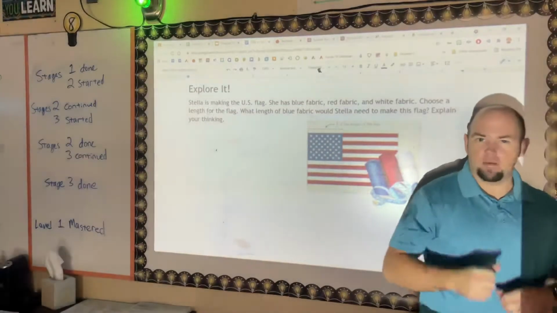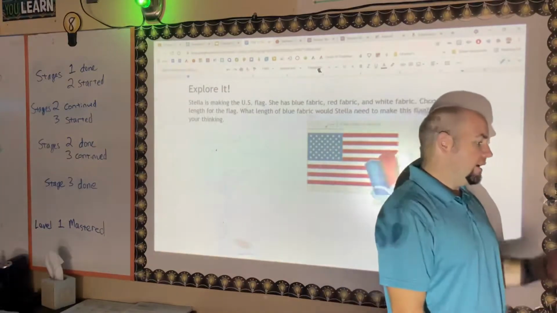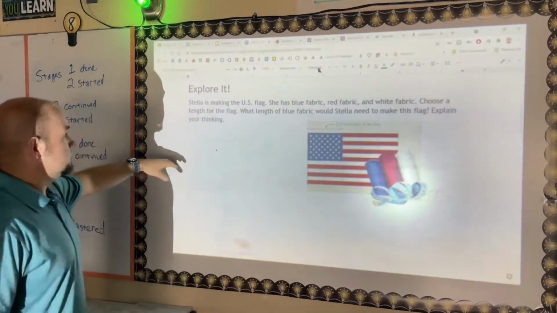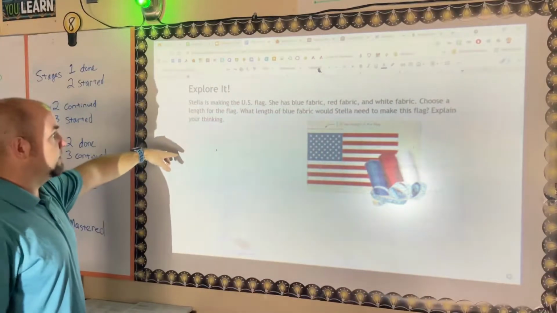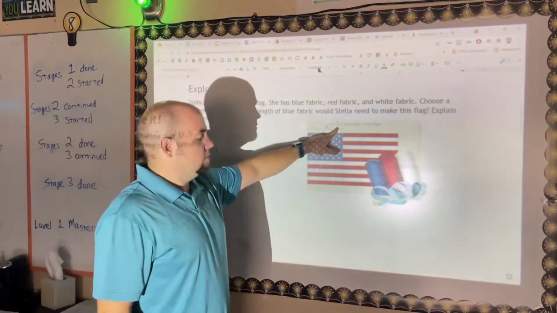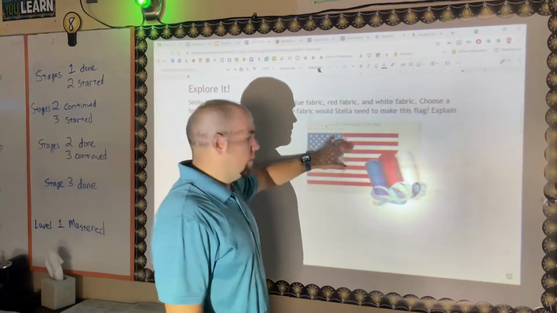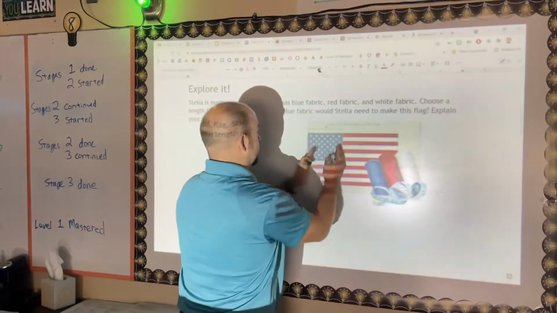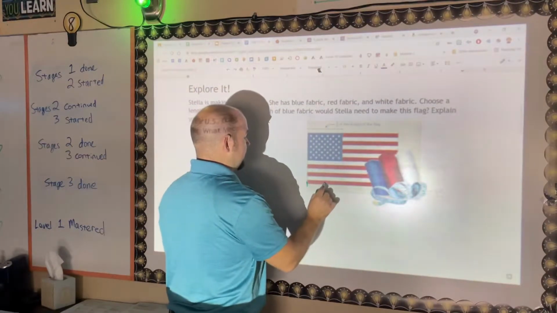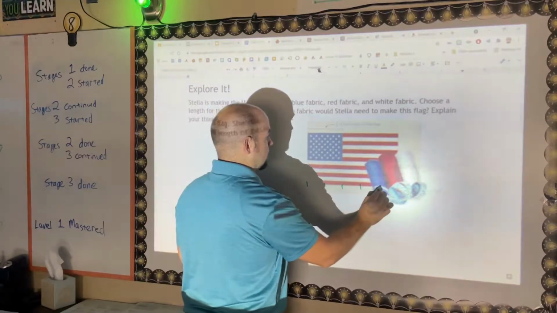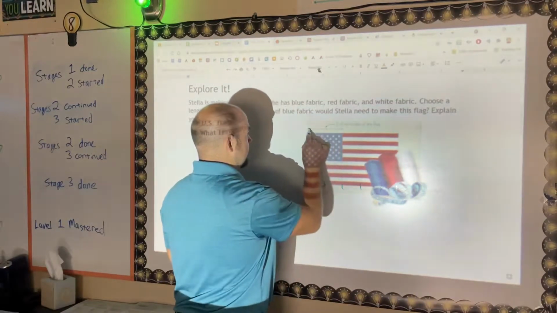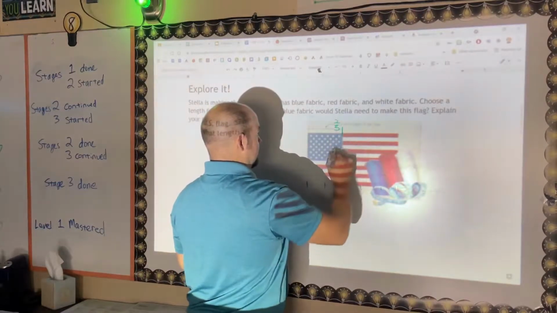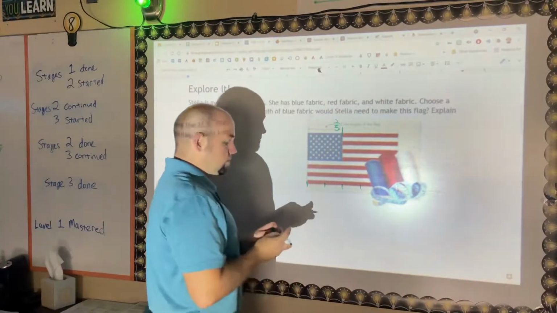So Stella is making a United States flag. She has fabric, red, blue, and white. It asks us to choose a length for the flag. Can't see it on the video here, and it's hard to read on the paper, but it says that the length of the blue, they divided that into fifths, and the blue is 2/5 the length of the flag.